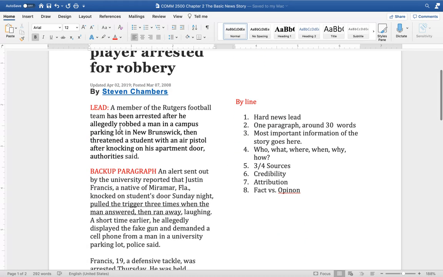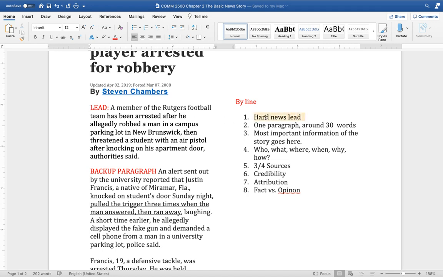The first paragraph of a hard news story, or actually the first paragraph of any story, feature, whatever, is called the lead. And you're simply in the lead telling the reader the most important information. What do they have to know first? If they only read one paragraph of the entire story, this is the one that will tell them everything they absolutely need to know to really get the gist of it.